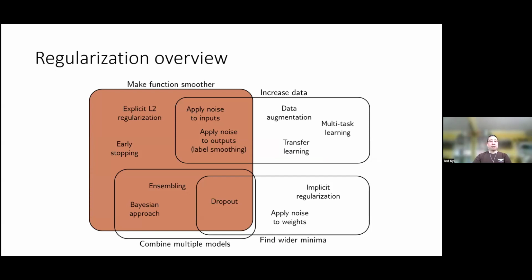So here's the final slide for the chapter. It talks about four broad categories. There are things you do that increase the amount of data you have to train on. There are things that you do with the explicit goal of trying to make the predicted function smoother. There are things you do that combine multiple models, and you could argue that with the Bayesian approach and dropout, every time you drop out certain units, it's like a slightly different model. You're not keeping track of them, but it is in that sense. And then the things that find wider minima, and there's overlap between these different concepts. But here's a little bit of a Venn diagram that shows you the different thematic things that the different techniques we talked about are doing.